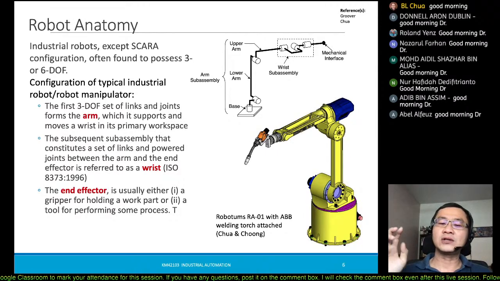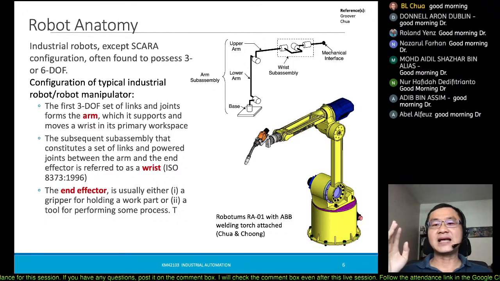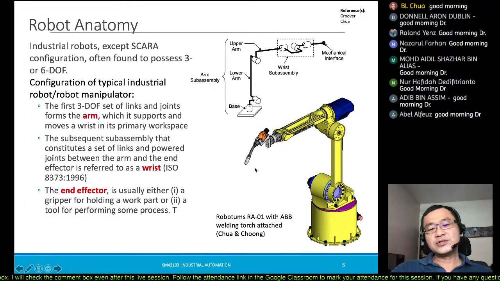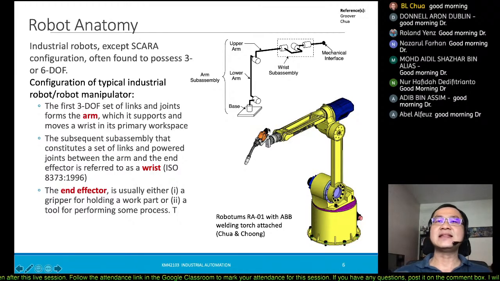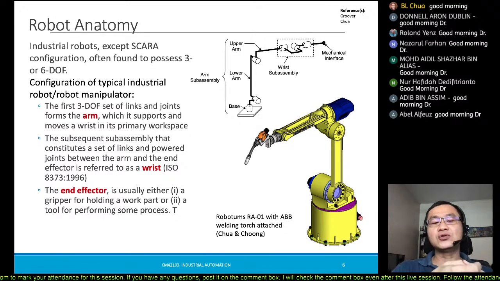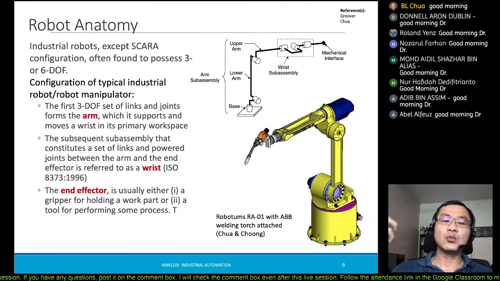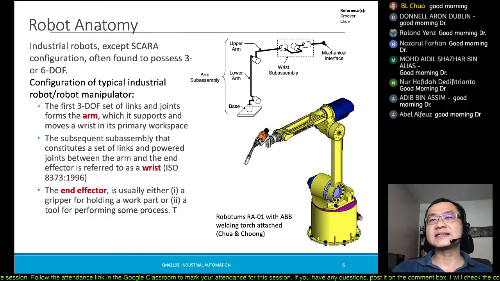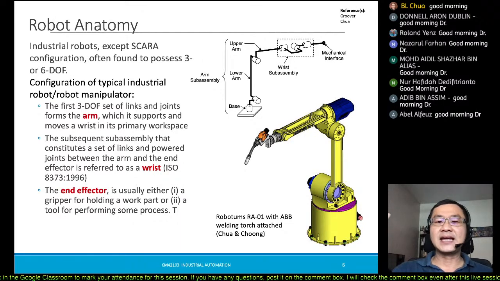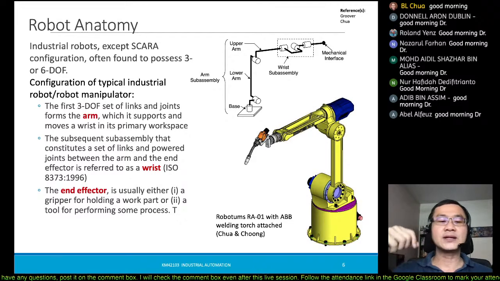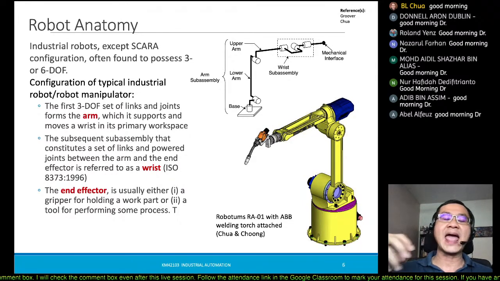You may put a welding torch there, a spot welding gun, a spray gun, or whatever tools at the end of it. This tool itself we call the end effector. The end effector performs the task that you want to do. If it is just for holding a work piece, then the end effector is usually a gripper type. For other processes like arc welding, spray painting, maybe assembly, you may need to drill, or put in a screw, then you may need to put a tool, and that tool would be your end effector.